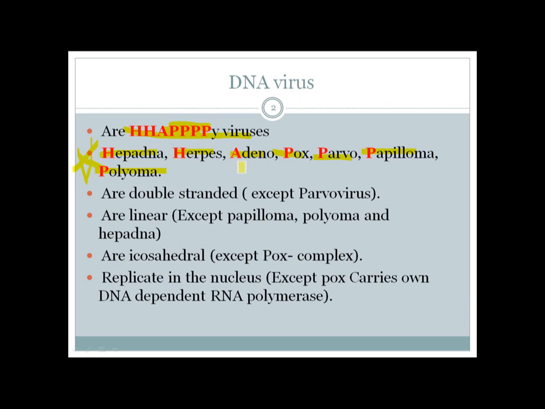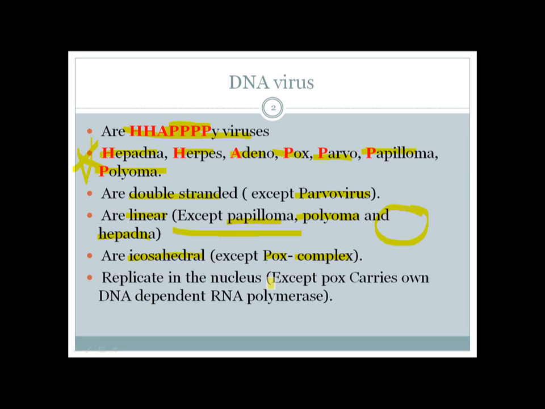And as you know, the DNA inside your body is double-stranded, and so the DNA inside a virus is most likely to be double-stranded. But there is one virus, Parvovirus, that has DNA which is not double-stranded, rather it is single-stranded DNA. And most of the DNA viruses have a genome which is linear, so DNA is arranged in a linear fashion. But some viruses, like papilloma, polyoma, and hepadnaviruses, have a circular genome. And most of the viruses are icosahedral, so they have 20 triangles arranged on the surface. But the pox virus has a complex structure.